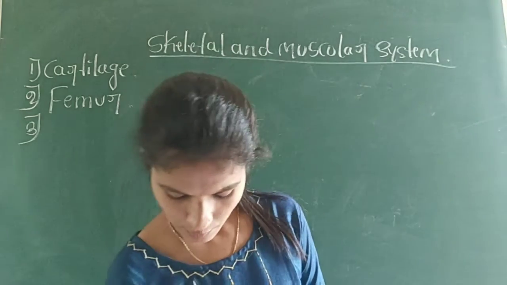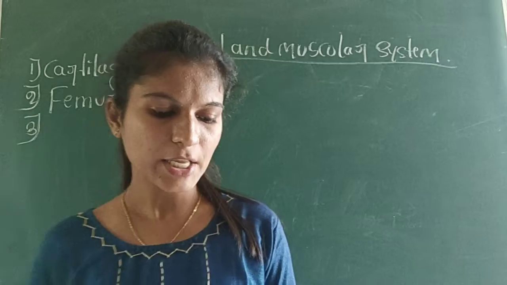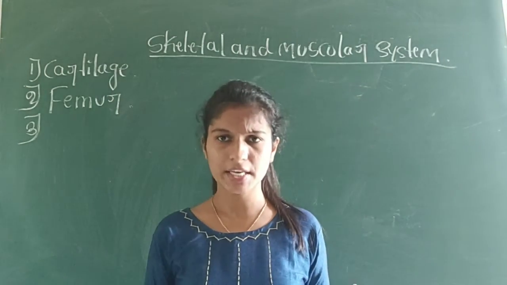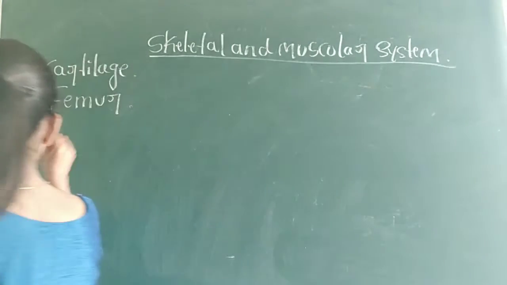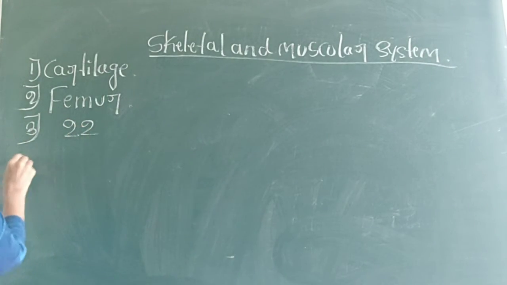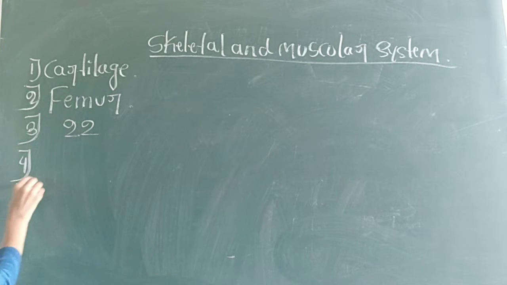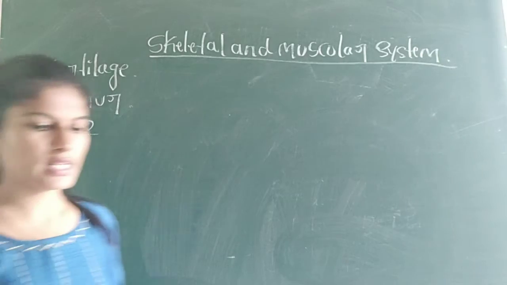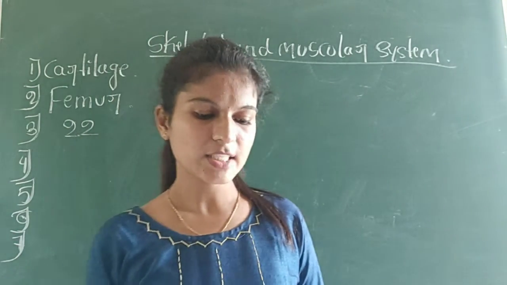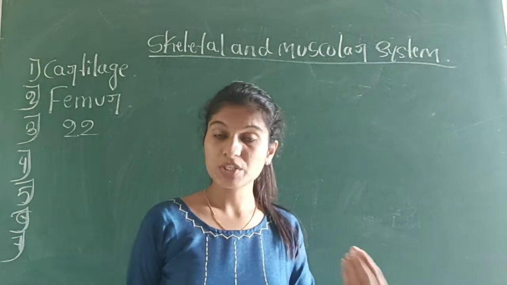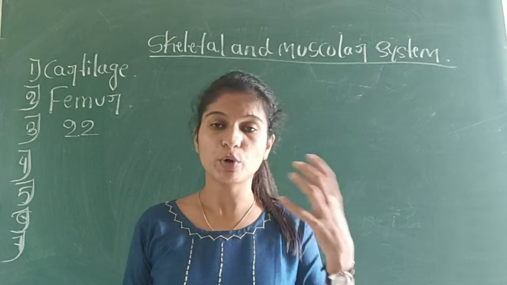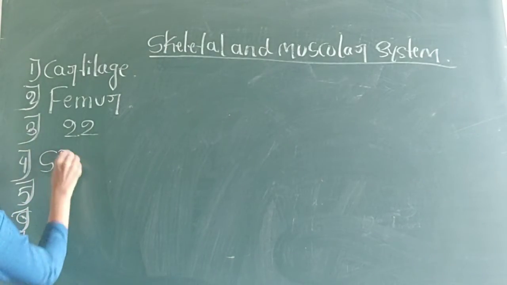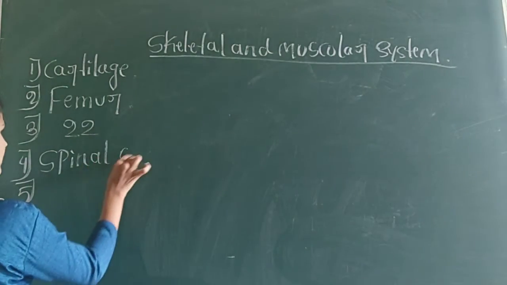Third question is the number of bones in your skull are, how many bones are there in your skull? There are totally 22 bones. Totally 22 bones in your skull. Okay. Now the fourth one is the organ protected by the spine is called dash. Which organ is that which is protected by our spine? That is the spinal cord. Okay. Spinal cord is protected by our spine.